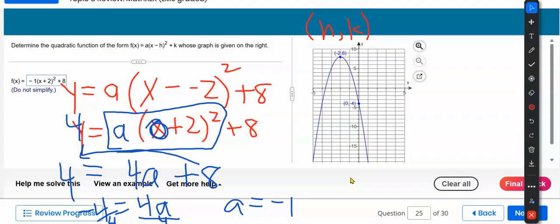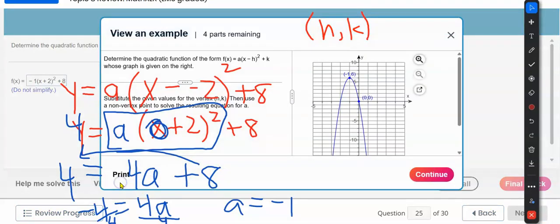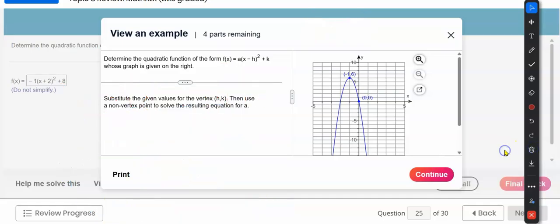Okay, I am really not following what I did wrong here. That's okay.